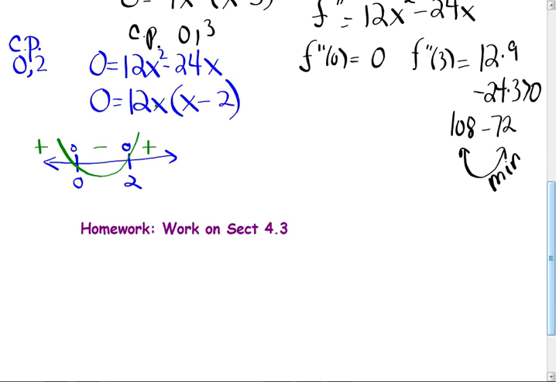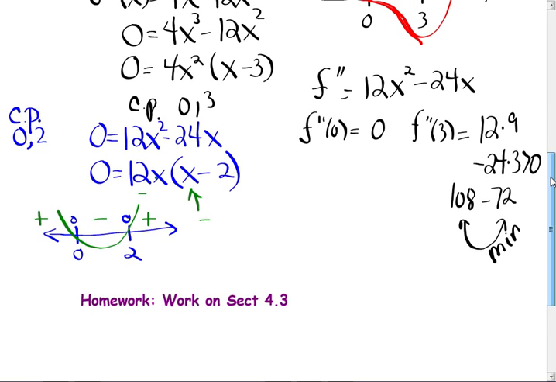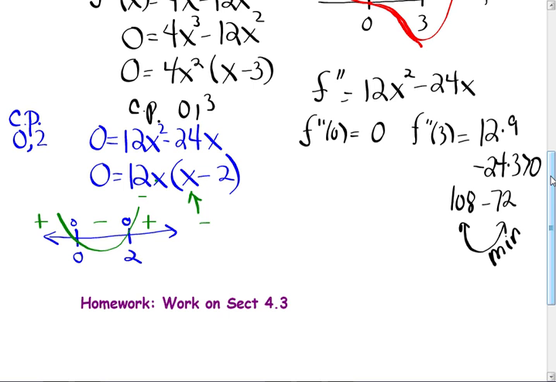Just put in values. Put in 10 here. If you put in 10 right there, that's positive. So if I put in negative 10, this will give me a negative number, which gives me a positive. Is that concave up or down? It's concave up, concave down, concave up.